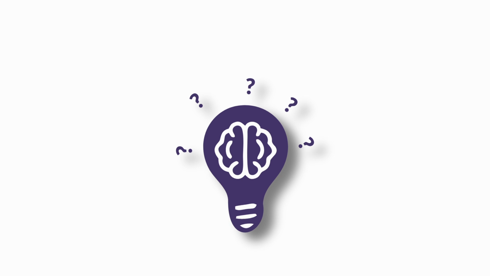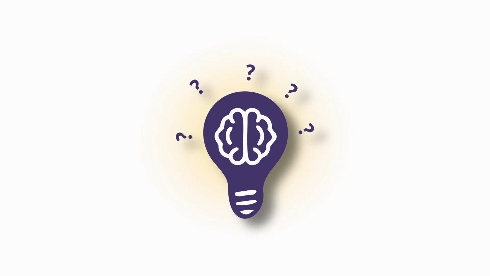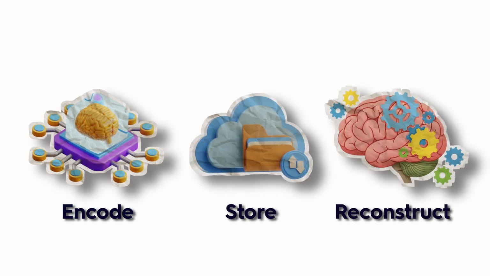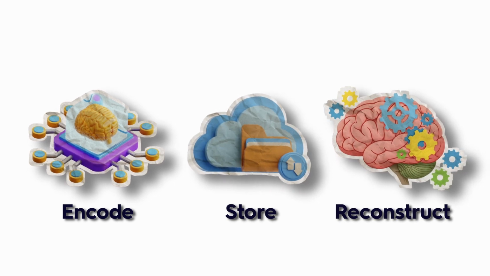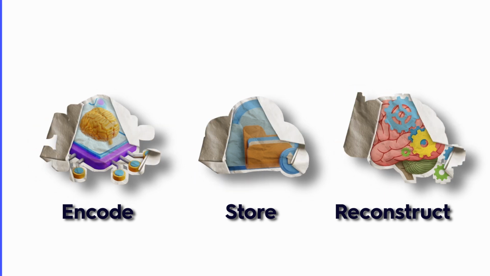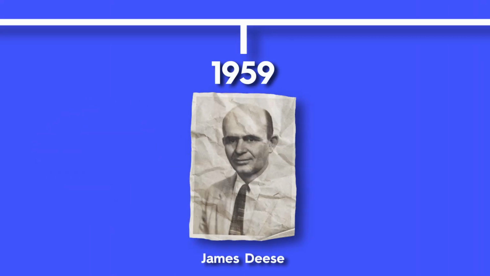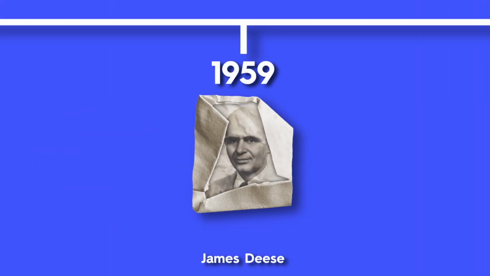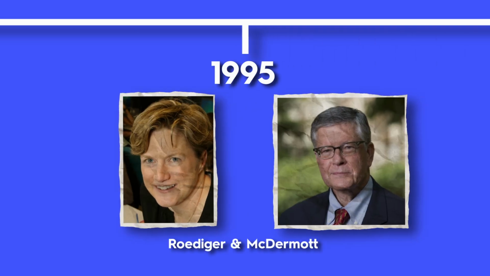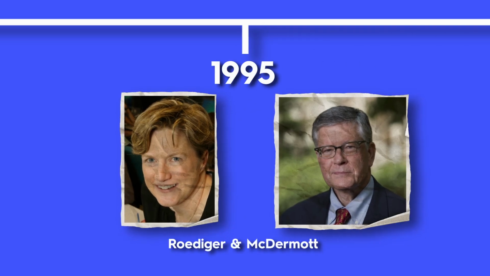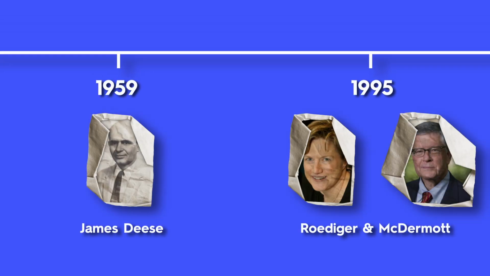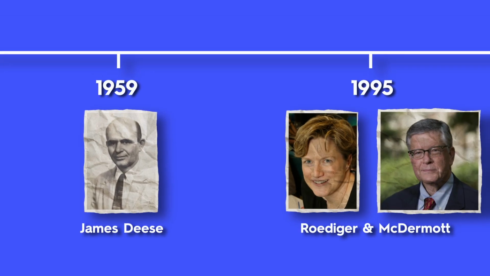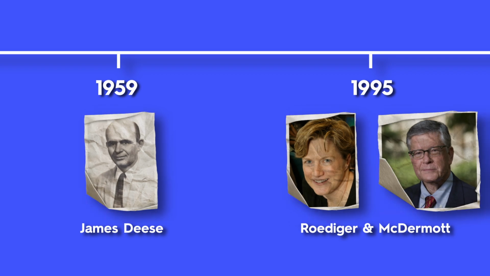We like to think memory is a perfect recording. In reality, we encode, store, and reconstruct, which means prior knowledge and associations can quietly fill gaps. The paradigm began with James Deese in 1959 and was popularized by Roediger and McDermott in 1995. They showed that a simple list can produce confident but false recall of a missing related word.